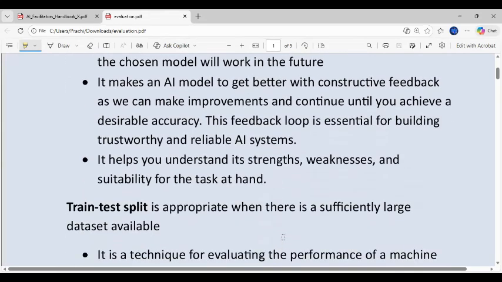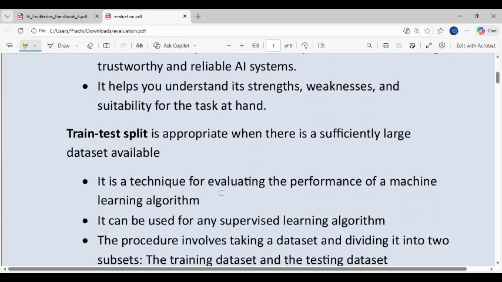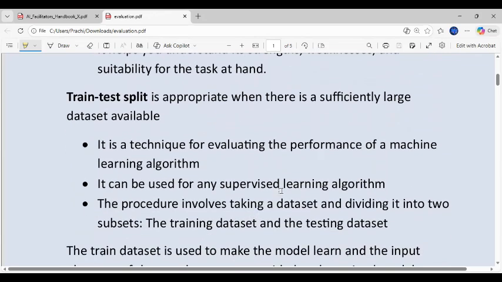Now, when we talk about evaluation, there is a small special technique which we follow, that is train-test split. This train-test split is appropriate when there is a huge data set available to us. Basically, it is a technique for evaluating the performance of a machine learning algorithm. It can be used for any supervised learning algorithm, that means the data should be labeled.